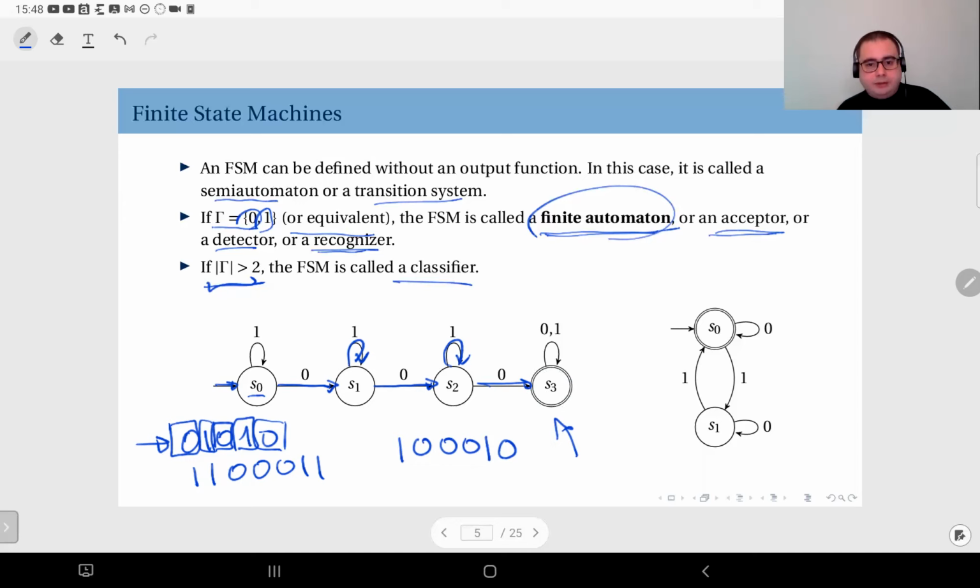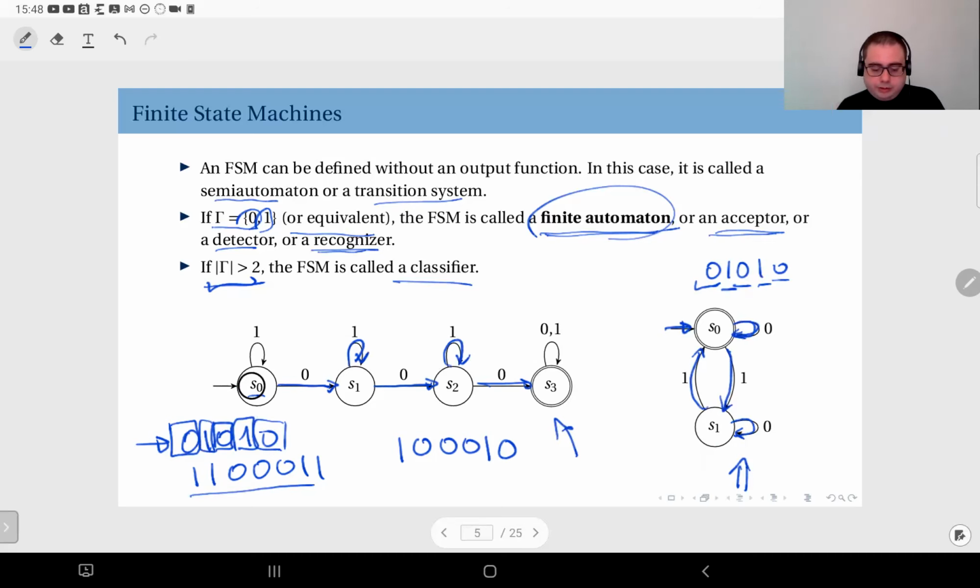How about the one on the right hand side? So 01010. I start from S0 in this state. So the first input is 0, so I stay here. Then a 1 takes me to S1. And with a 0, I stay here. With another 1, I go back to S0. And another 0 keeps me at S0. And since S0 is an accepting state, the string 01010 is also accepted by this second automaton. Let's look at the others.